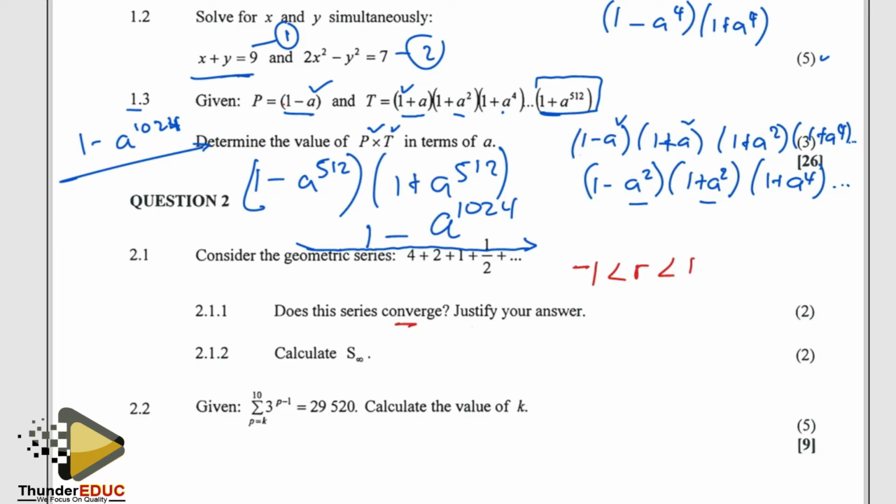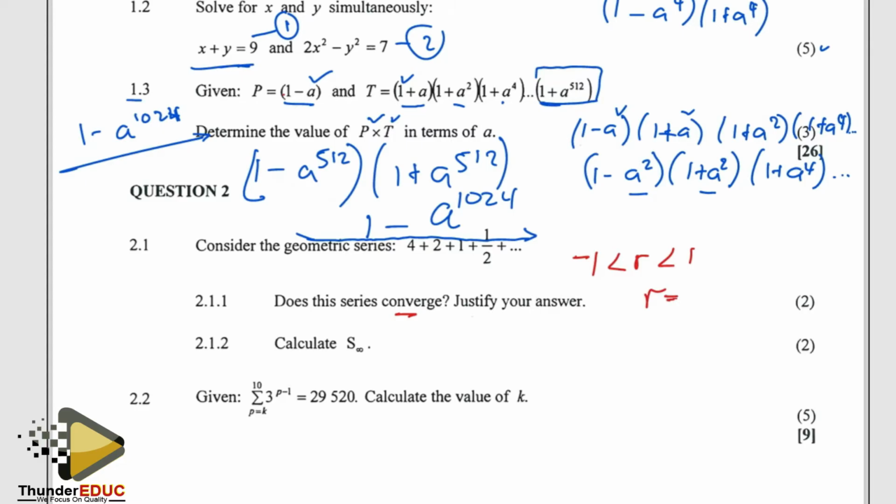To get r, we can use T2 over T1 or T3 over T2, just in that format. So if I use 2 over 4, that gives me a half. A half is 0.5, so 0.5 lies within this range of values. So the answer is yes, because -1 is less than a half and a half is less than 1. So it's within that range or interval.